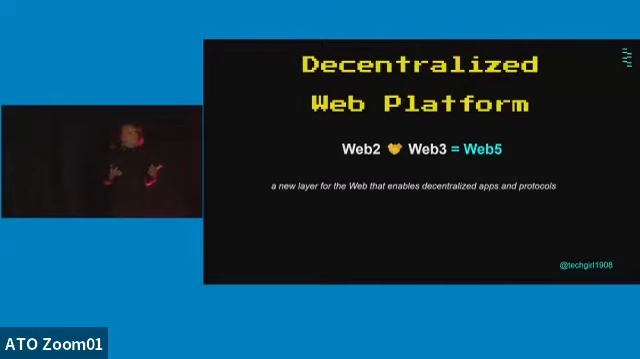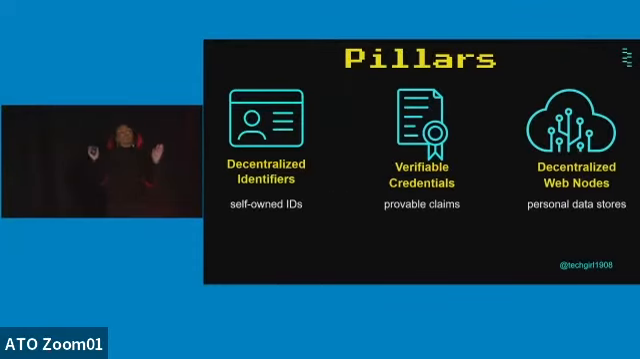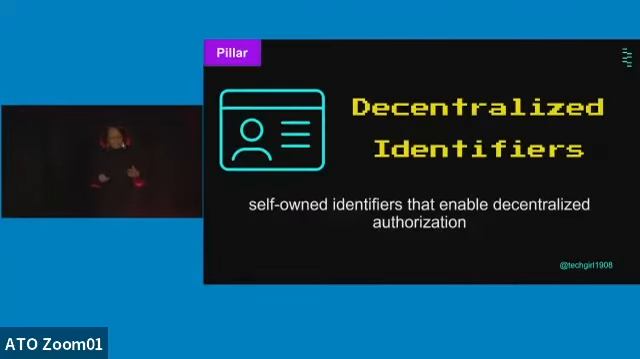So Web 5 enables developers to build decentralized web apps on top of it while it abstracts away a lot of the complexity of doing so. There are three pillars to Web 5. All are based on open web standards. There's decentralized identifiers, verifiable credentials, and decentralized web nodes. And I'll walk you through each one of these.